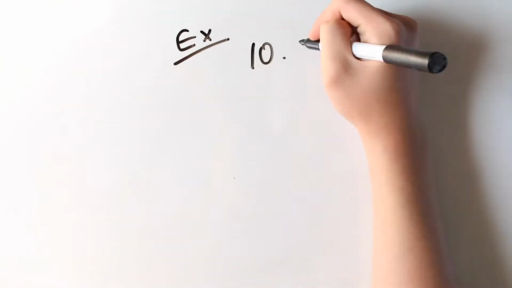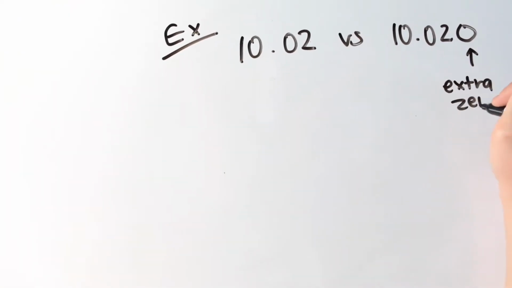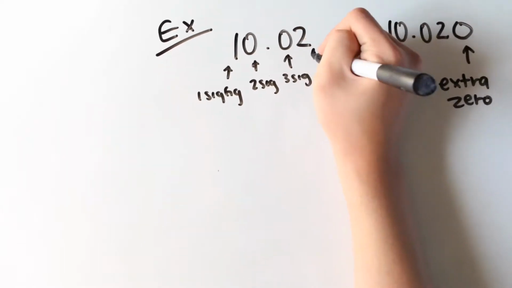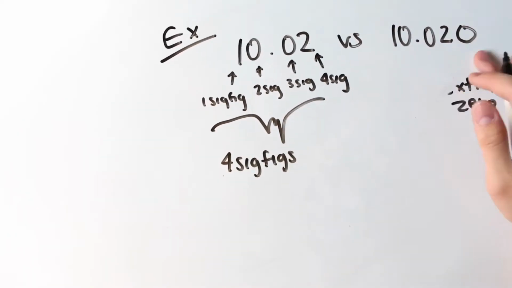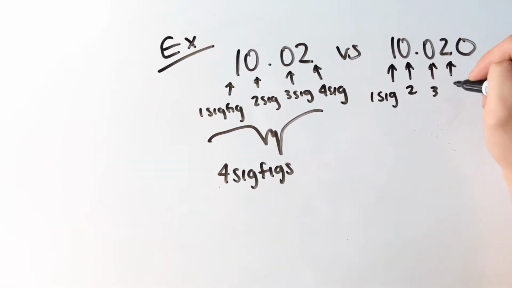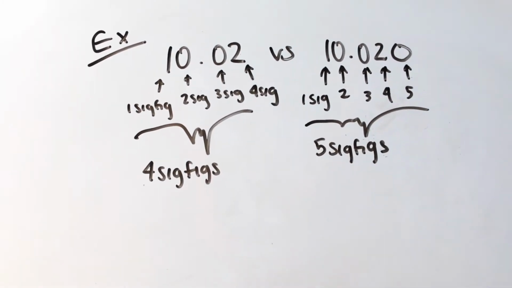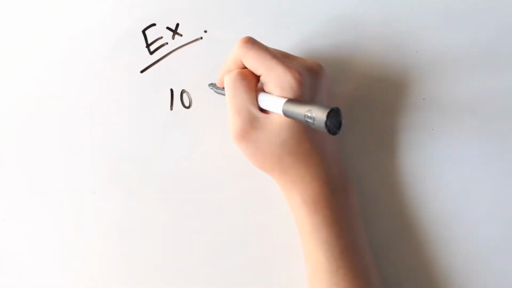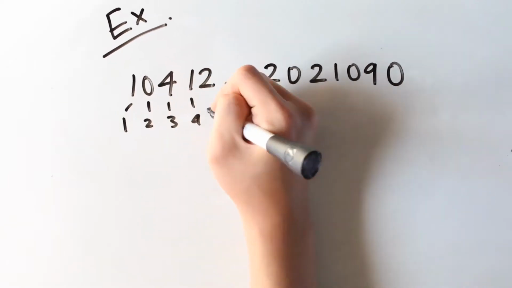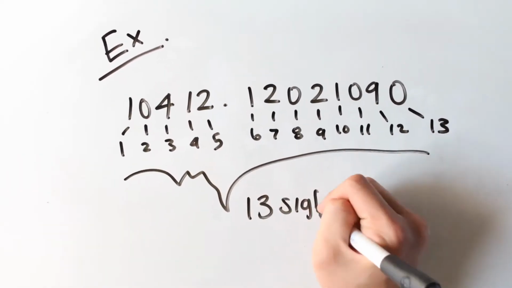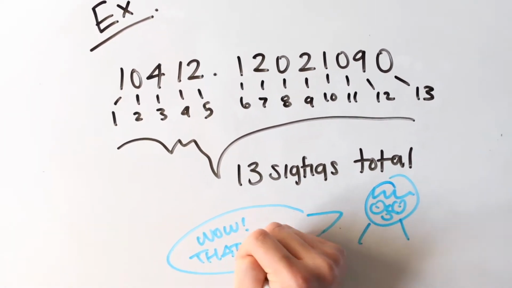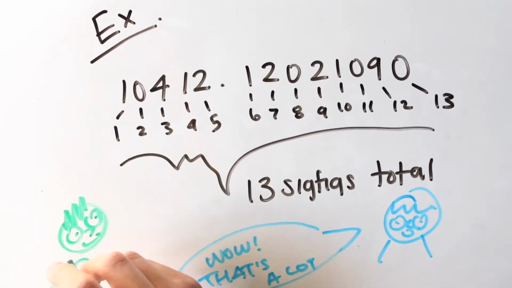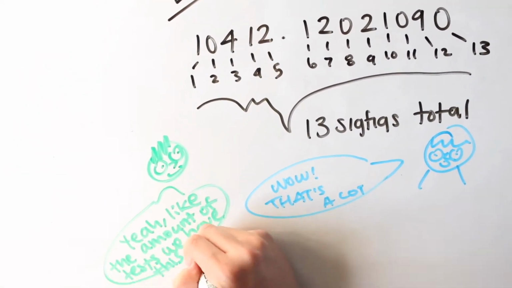Next, take a look at these 2 numbers. The second one has a 0 at the end, meaning that it would have 1 more significant figure. Therefore, the first number only has 4 significant figures, while the second one has 5. Now, take a look at this number. All of the numbers have significant values. Therefore, the number has 13 significant figures because of the numbers left and right of the decimal.